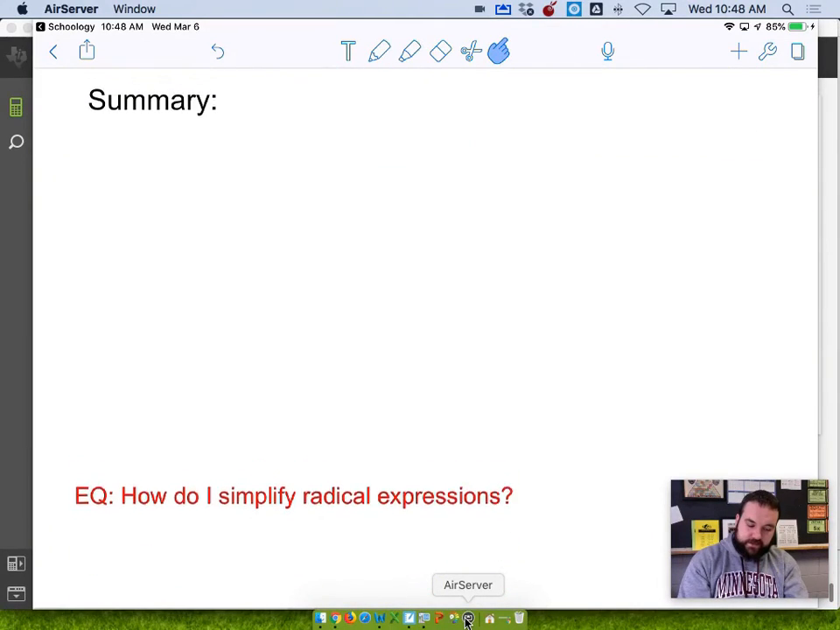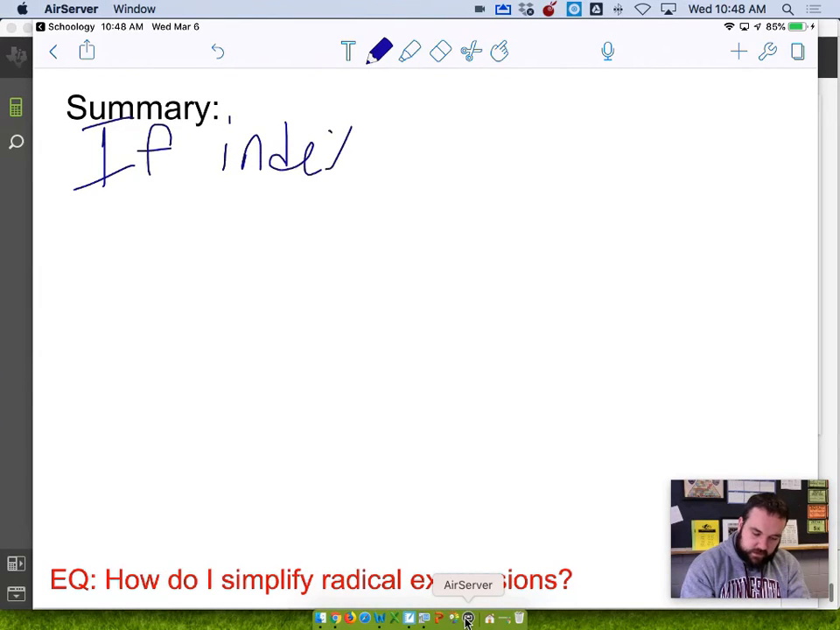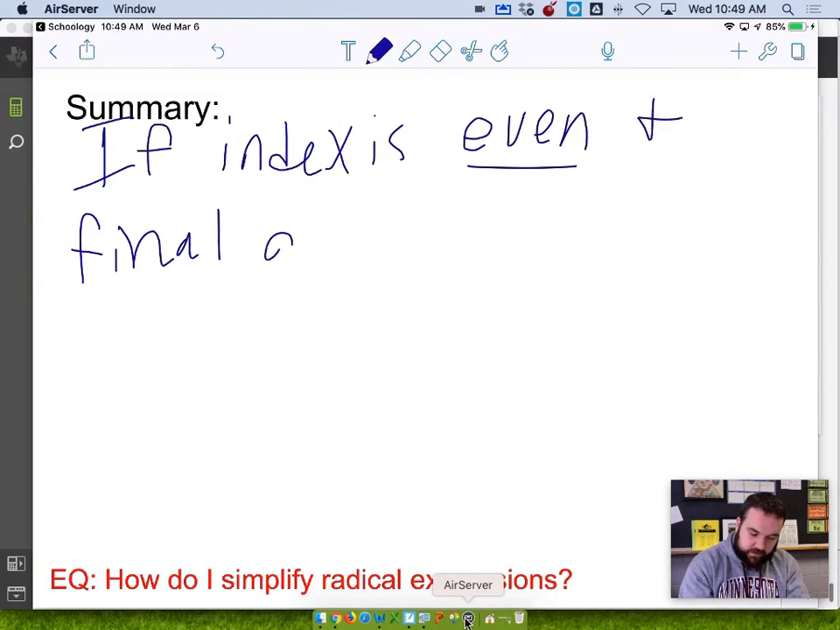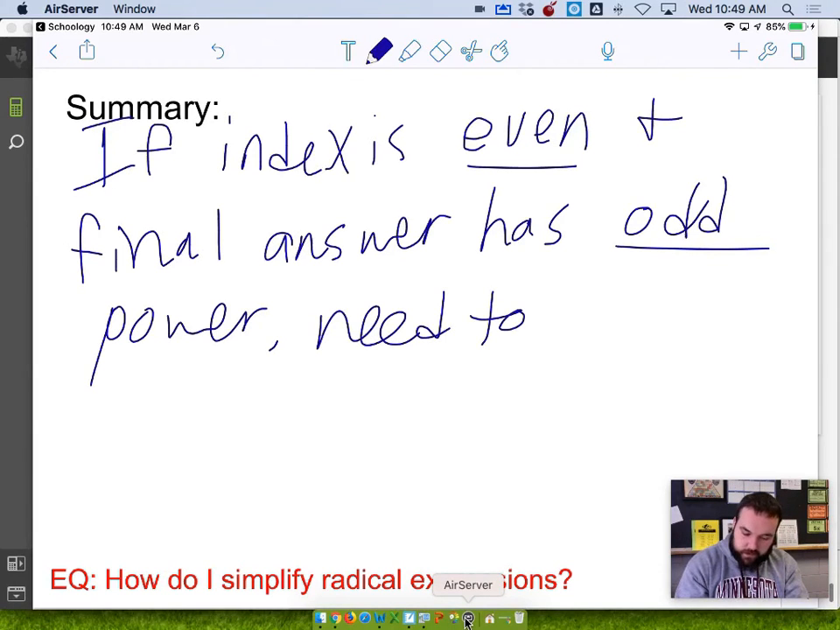So in summary, how do I simplify radical expressions? Basically, you're just going to take the second or the third or the fourth root of each part individually. But I am going to put that last part on here: if the index is even and the final answer has an odd power, then we need to apply absolute value bars.